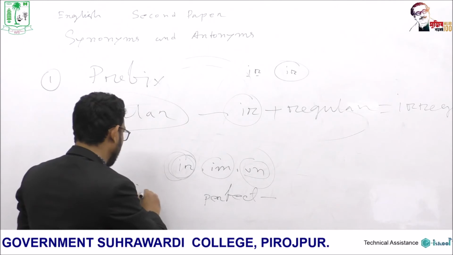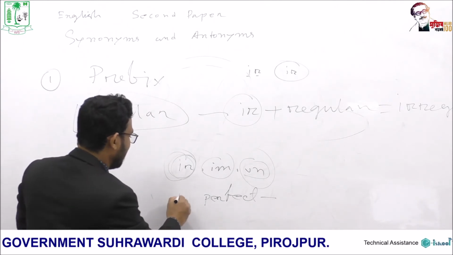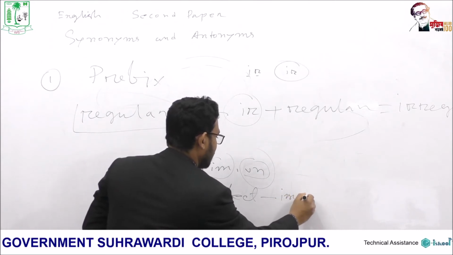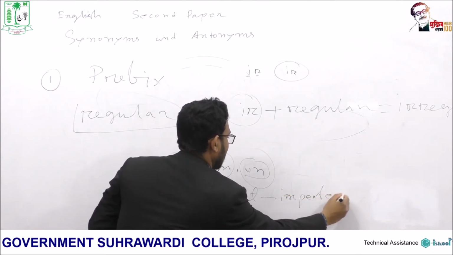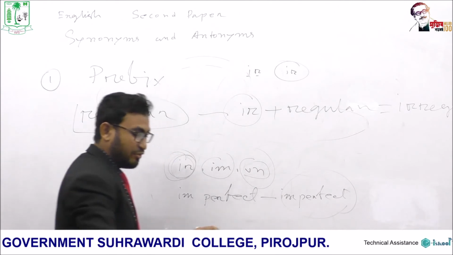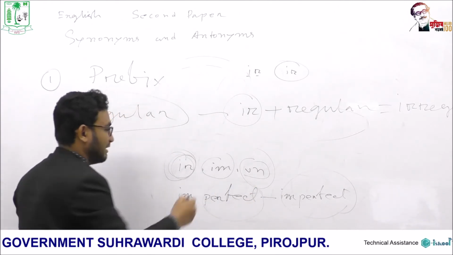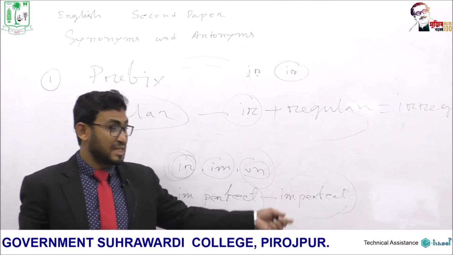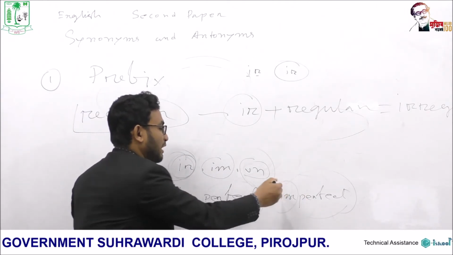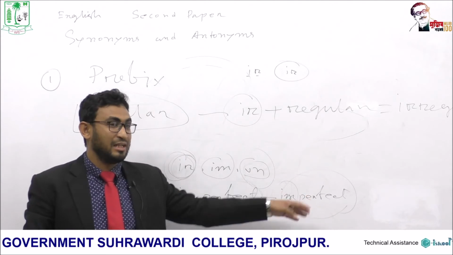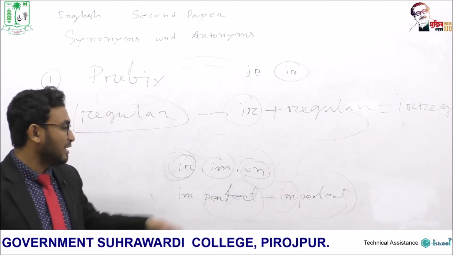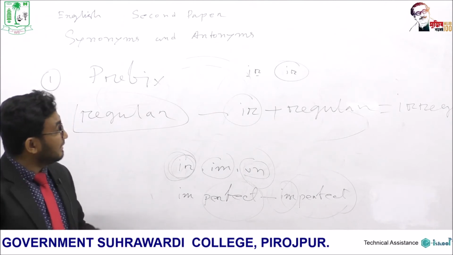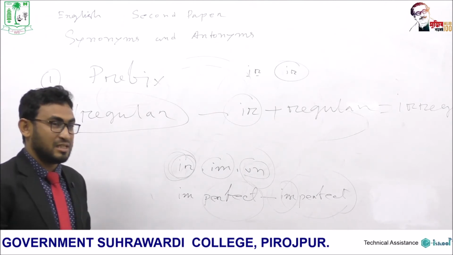But im has no meaning. But if I add im plus perfect, it becomes imperfect. And imperfect is different, the opposite meaning of perfect. So perfect has one meaning, imperfect has the opposite meaning. Who has created the opposite meaning? Im. Because when im is added with perfect, it becomes the antonym of the word perfect, and it becomes imperfect. So here lies the importance of prefix.